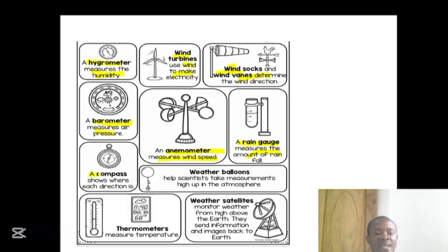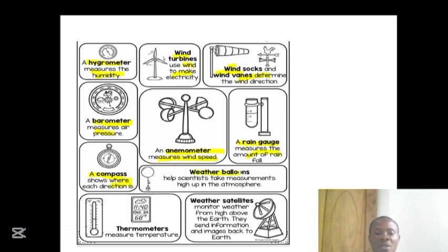Next we have the compass. It can tell you whether in this direction you are moving, if it is towards the north, towards the south, towards the east, or towards the west, or even northwest, as the case may be.